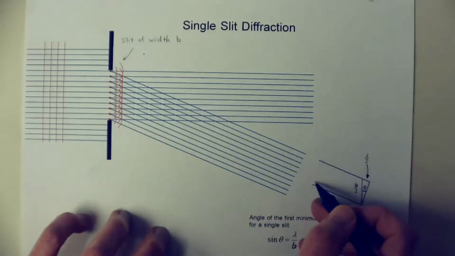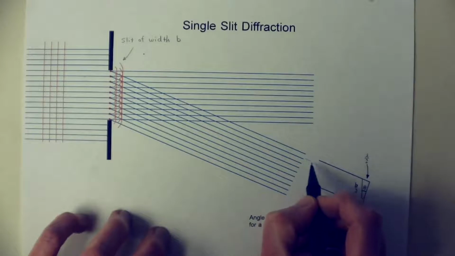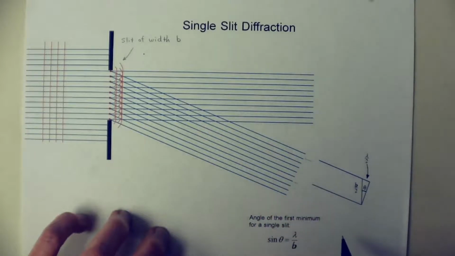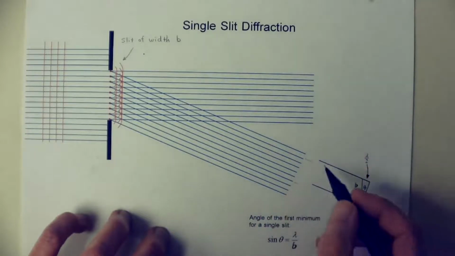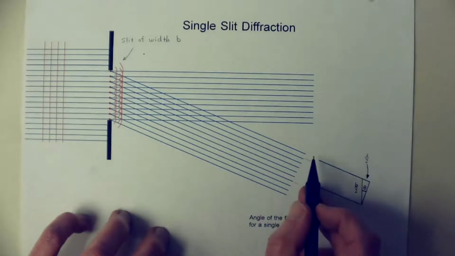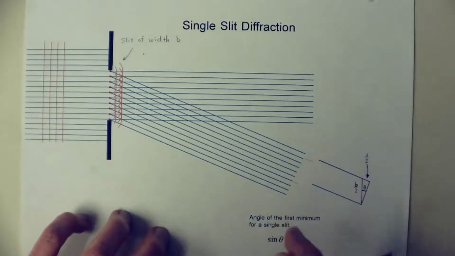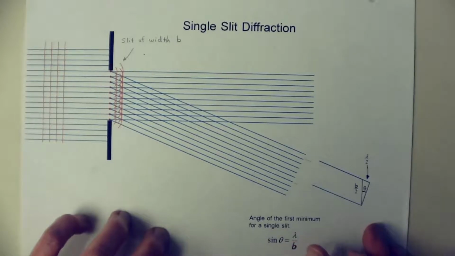But if these two are out of phase with each other, then the next two will also be out of phase. In other words, this one will be out of phase with that one. And we could pair them up all the way down the line. If we started in the middle with a ray in the middle and one on this edge, then we can pair them up all the way down, and every one will be paired with one that's exactly out of phase.